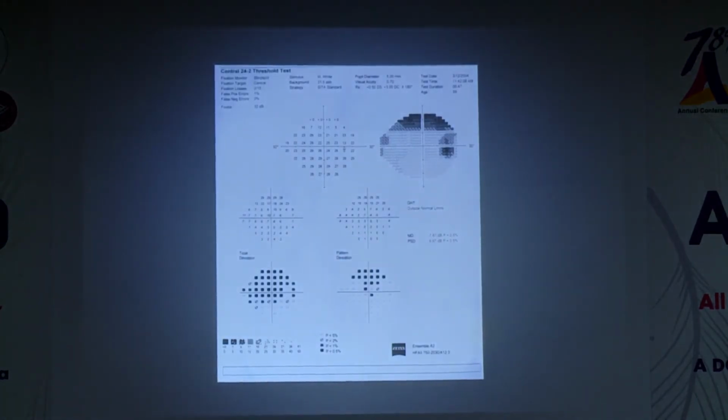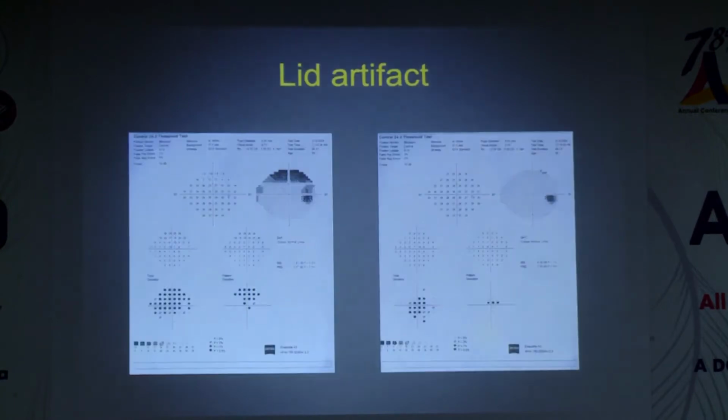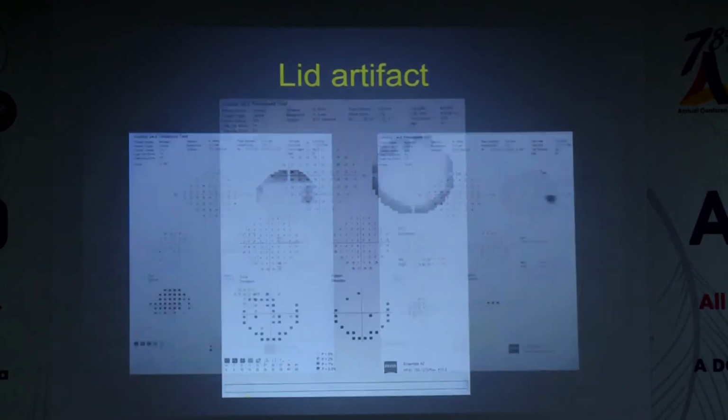Is this defect glaucomatous? It's unusual to have such a dense defect in the periphery of the field. So this was found to be a lid artifact, and after taping the lid and then repeating the test, you can see that the test result is much better.